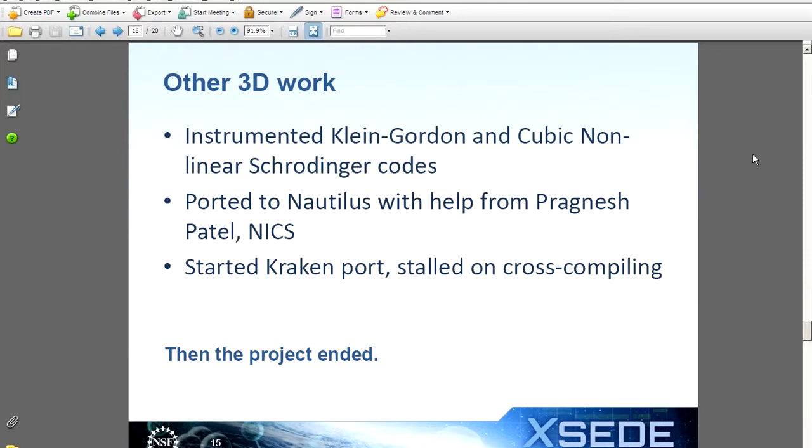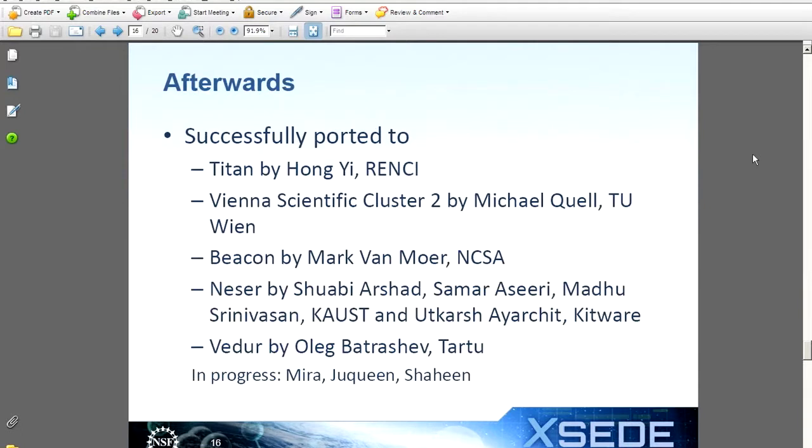All right, so then once we got that figured out, it was real easy to quickly add this to a couple of other codes that he did. We also ported to Nautilus. We had some help from Pragnesh down at NICS. And then we started the Kraken port, but then cross-compiling ParaView, we ran into a brick wall. And I have some more info about that in a couple slides ahead. So then that was when the scope of the project ended. Next slide, please.